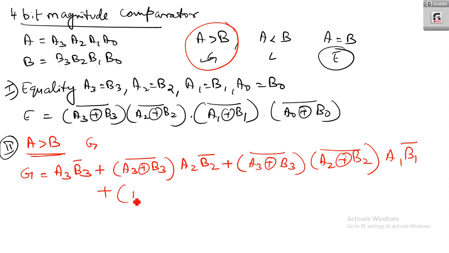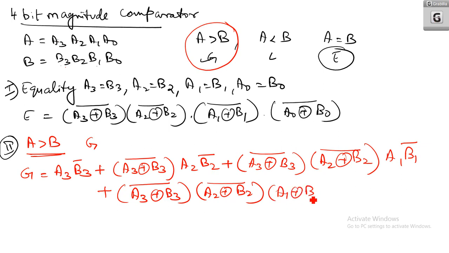So, if these three conditions are satisfied, A3 XNOR B3, that is A3 is equal to B3, and A2 XNOR B2, and A1 XNOR B1, then only which condition needs to be satisfied? A0 is equal to 1 and B0 is equal to 0. That means you should get A0 B0 bar.